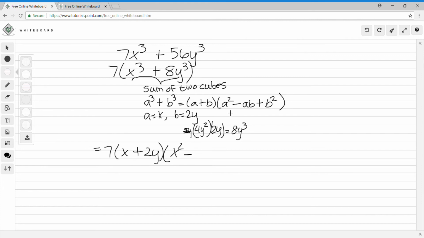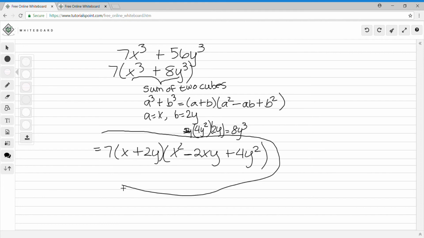minus ab, which is minus 2xy, and then b squared is just 4y squared. And this is our final answer. So knowing these rules, sum of two cubes, difference of two cubes, perfect square trinomial, it'll make factoring so much easier. And if you don't know, just go back. You could go on my college algebra playlist, and it's under factoring polynomials.